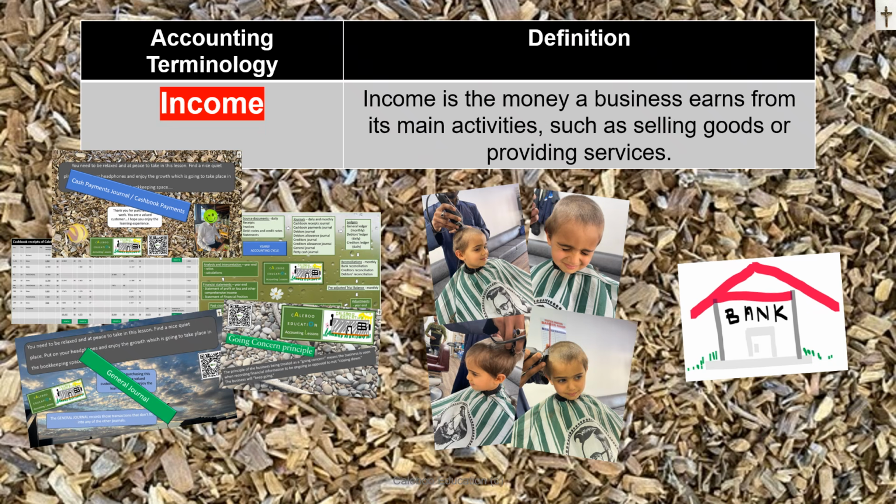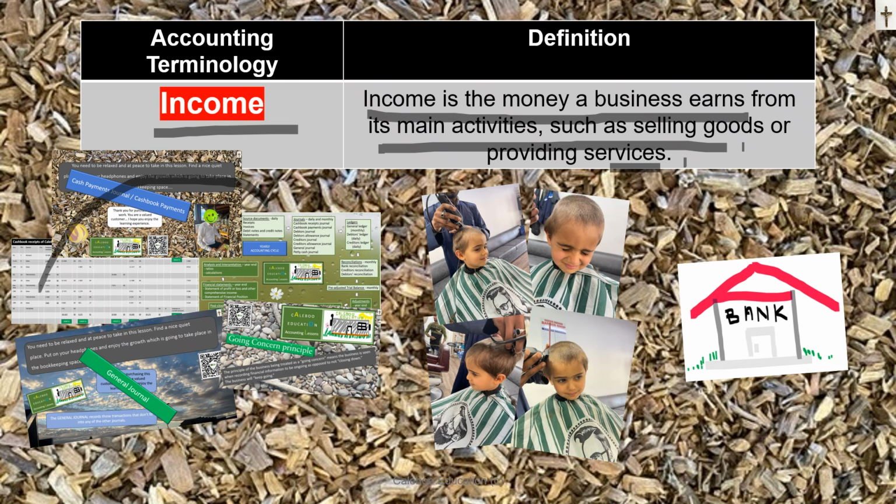Right, what is income? Now, income is the money a business earns from its main activities, selling goods or providing services. You get a trading concern that buys and sells goods, or you can provide a service. Now, Calibre Education sells digital products. A barber cuts people's hair, right? It's a service, or a lawnmower service.